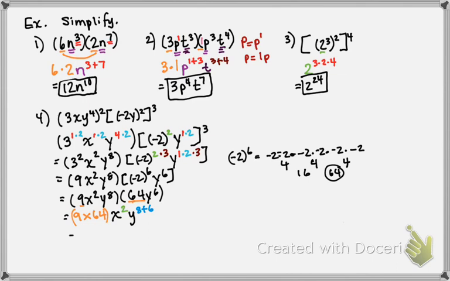That's another brain step. So my answer is, let's see, 64 times 9, we get 36, we get 54, and 3 is 57. Oh, wow, what a number. 576 x squared y to the 14th.